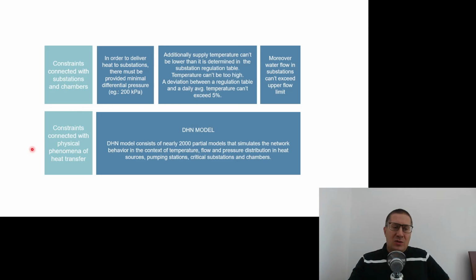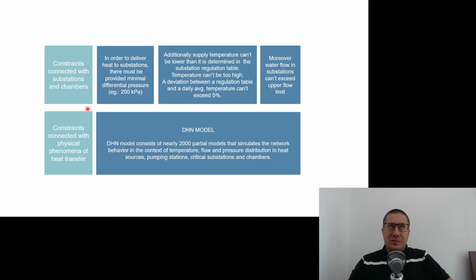And the most important set of constraints is the physics. Of course, when we are applying data science methods to the industry, to the factory or to the plant, some industrial system, we need to be sure that all the physics is fulfilled. We are not doing something against the physics.